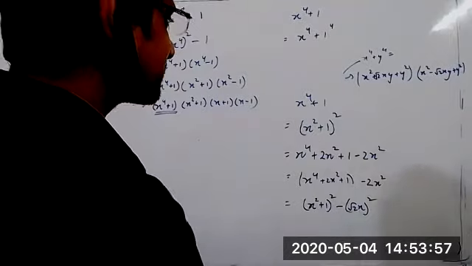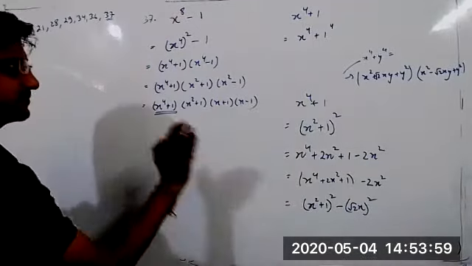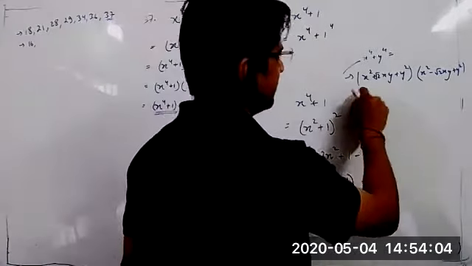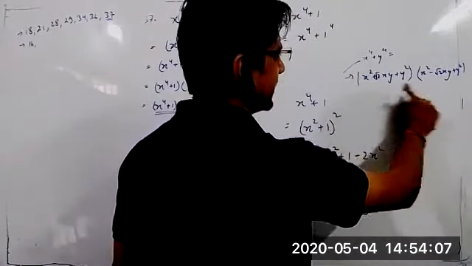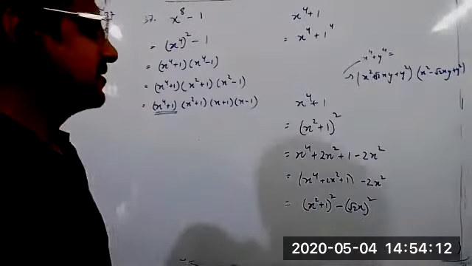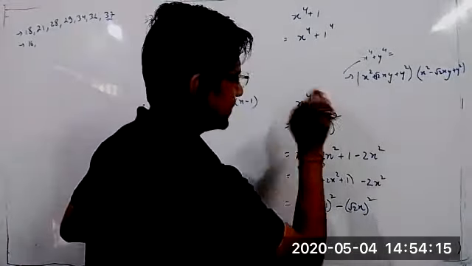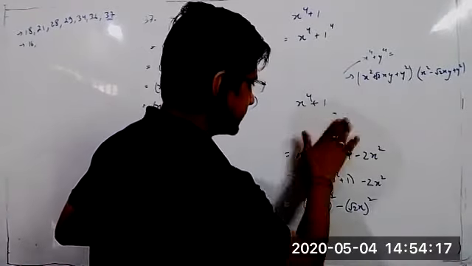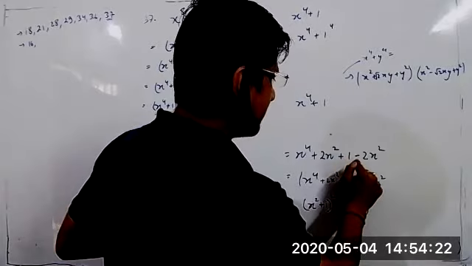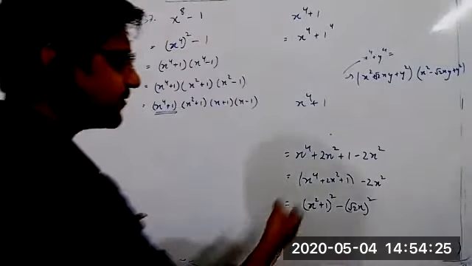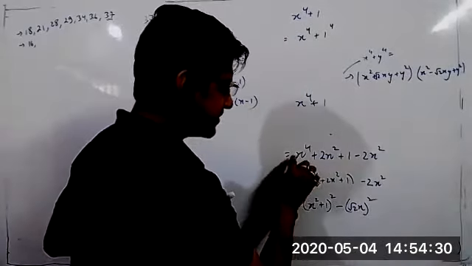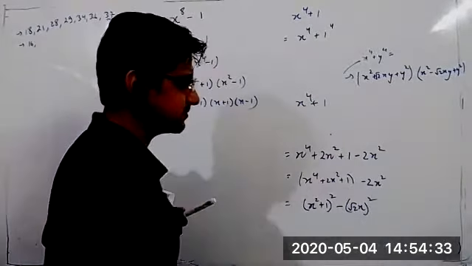Now, see, we have done till here. Now, x4 plus 1. How to factorize this? For this, x4 plus 1, can you write x4 plus 2x square plus 1 minus 2x square? I have added and subtracted, isn't it? So the equation remains same. X to the power 4 plus 1 remains same.